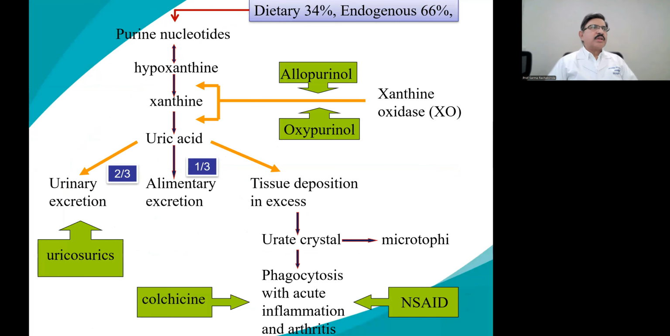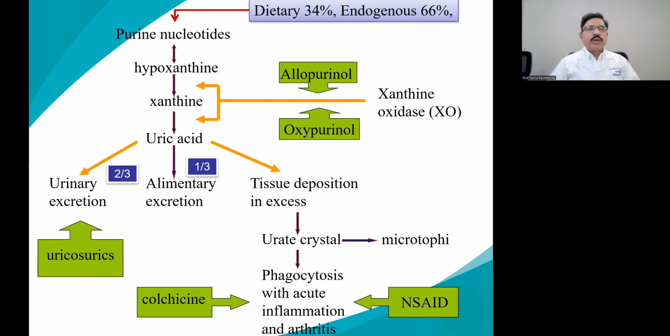Proteins are broken down into amino acids. These amino acids have got purines. They also have got pyrimidine bases. There are two types of bases in the amino acids, purine bases and pyrimidine bases. Pyrimidine bases do not form uric acid. They are metabolized in a different path.